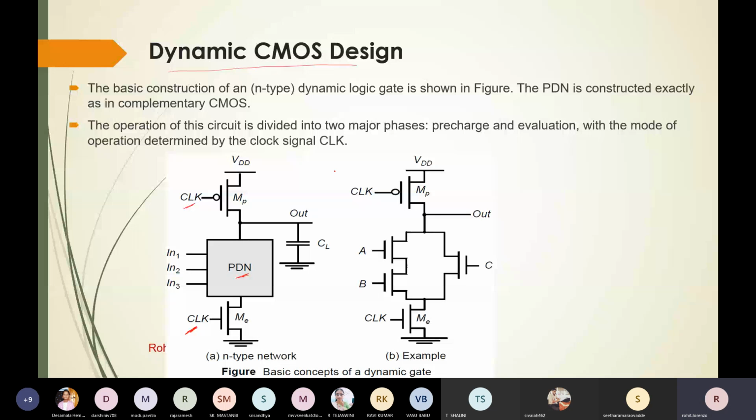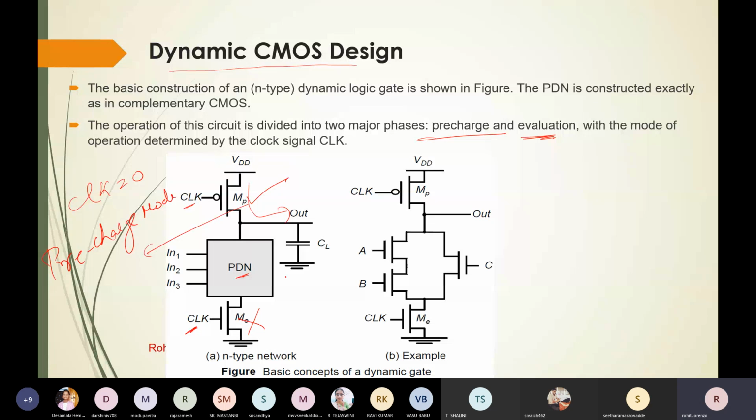Now suppose you are giving clock equal to 0, which means this transistor will be on and this transistor will be off. So it will charge. In this mode we call this pre-charge mode, because it will be charging the output load.